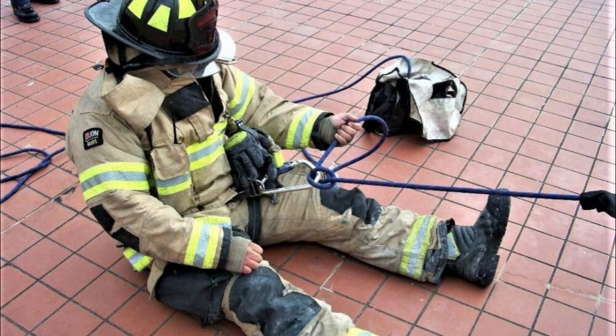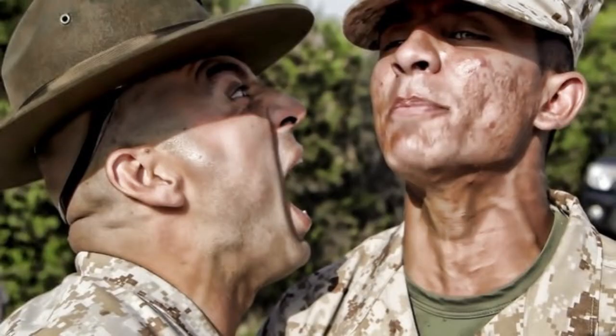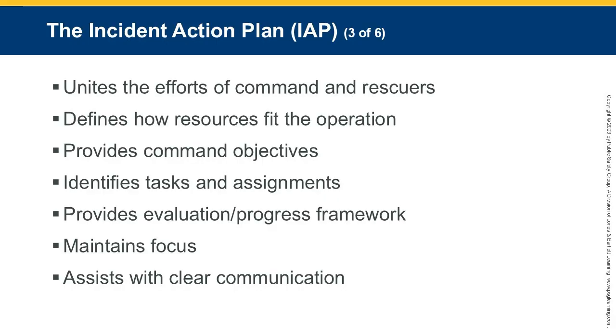At the operations level, understanding these functions isn't just academic. Your ability to interpret and act within the IAP directly affects safety, efficiency, and the outcome of the rescue. And remember, the only thing worse than a tangled rope is a tangled rescue plan. So keep it organized, communicate clearly, and execute confidently.